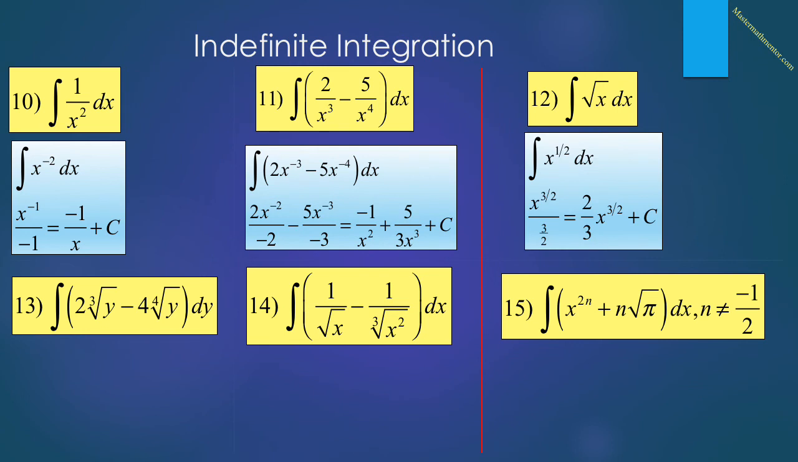12 reads the integral of the square root of x dx. Our first step is to write that as the integral of x to the 1/2 dx. And by our power rule, this is x to the 3/2 over 3/2. This is where the complex fractions come in. This occurs quite frequently, so we flip the denominator and write that as 2/3 x to the 3/2 plus c.